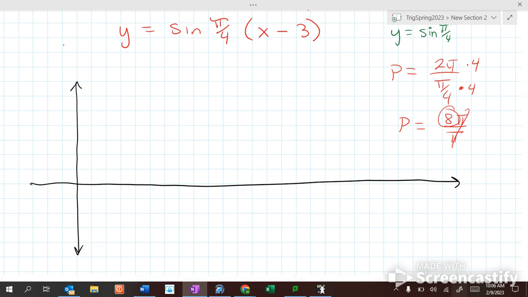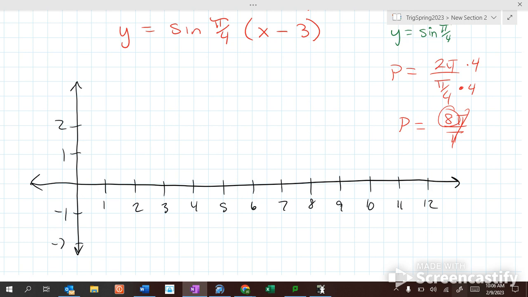So I need to go at least 11. So I'm just going to go 1, 2, 3, 4, 5, 6, 7, 8, 9, 10, 11. I'll just put 12 down for extra measure. 1, 2, -1, -2. All right.